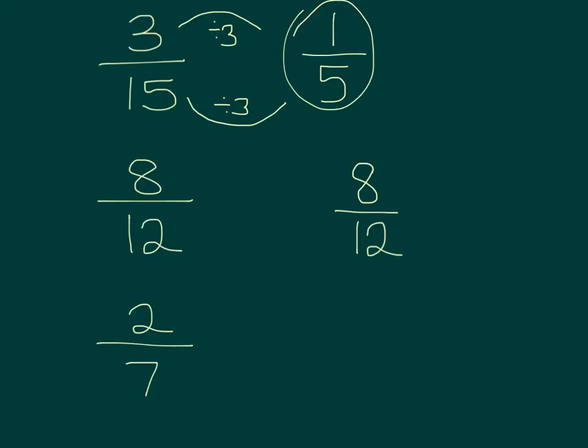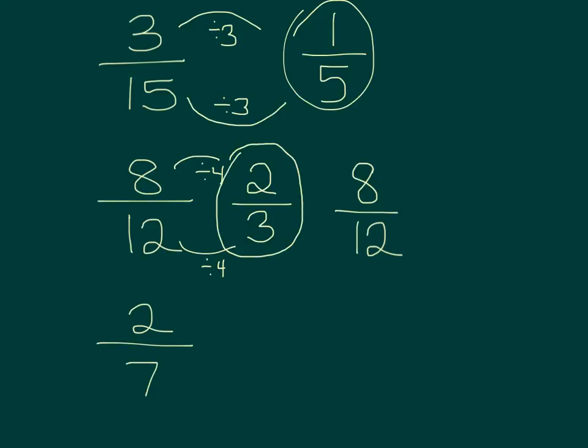Now, down in the middle, we have 8/12. So I want to think of the biggest number that divides into 8 and 12. 4. So I can do 8 divided by 4 and 12 divided by 4. 8 divided by 4 is 2. 12 divided by 4 is 3. And now we have 2/3. And 2/3 is in simplest form because there's no numbers that divide evenly into 2 and 3. And also, when the numerator and denominator are just one apart, like 2 and 3, it's in simplest form.